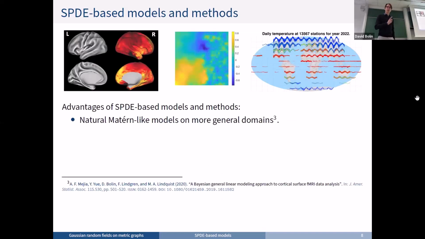So that's one thing. The other advantage with this SPDE formulation is that it allows us to extend the model beyond the classical R^d setting. So we can, for instance, define these Matérn-like models on more general domains, like the surface of the brain, simply by posing the same SPDE on the surface of the brain instead. And then we simply define whatever the solution is to that equation as a Matérn field.